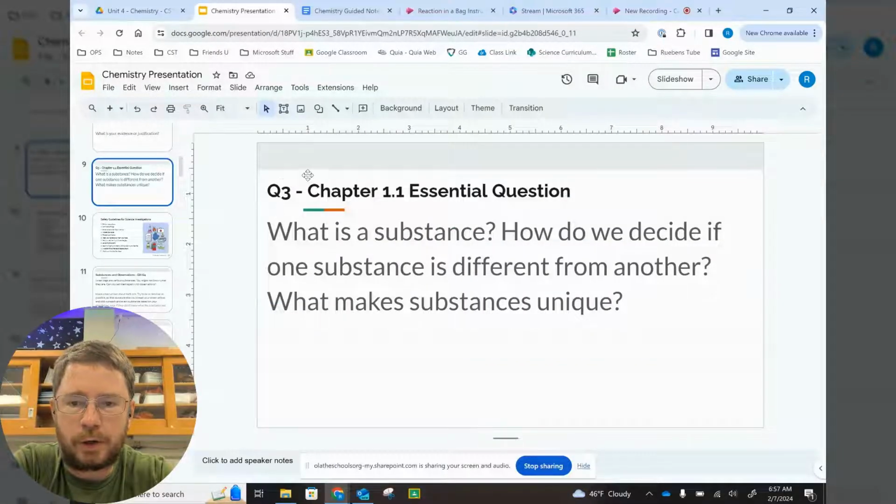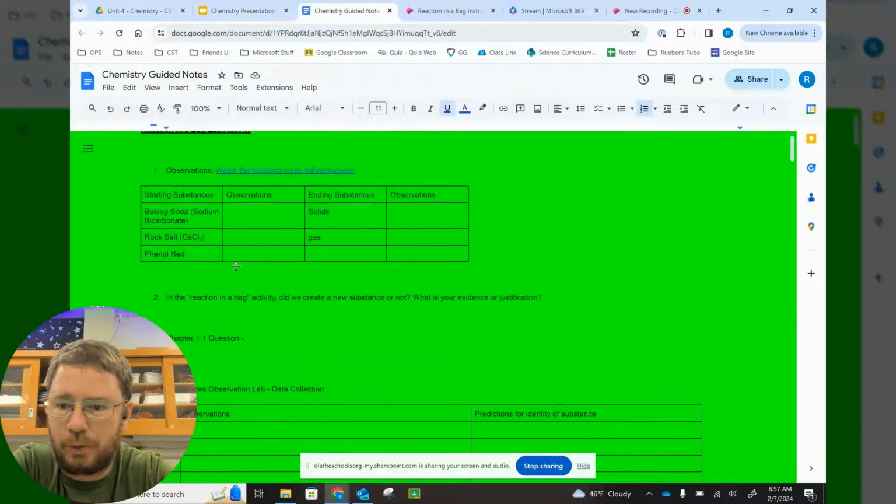Okay, so starting off, we're on question 3 of our guided notes. We just finished the reaction in the bag, and I want you to make sure you answer the follow up questions, which is number 2 right here.